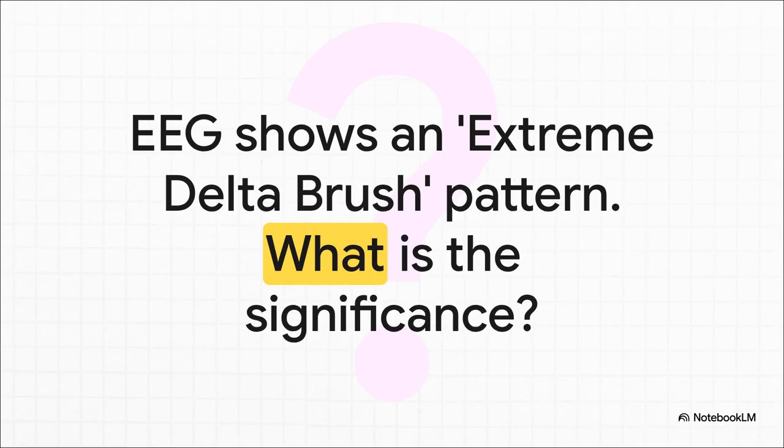Second, CSF is king. I'll say it again, for these key neuronal surface antibodies, CSF is way more specific than serum. Test both. A serum-only positive result is a huge red flag. And third, use your other clues. An EEG pattern like the extreme delta brush can give you a strong hint that you're dealing with NMDR encephalitis long before that antibody test comes back.